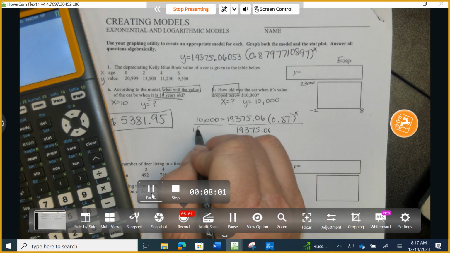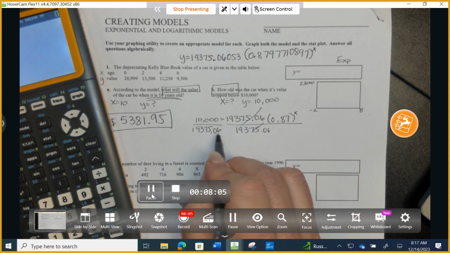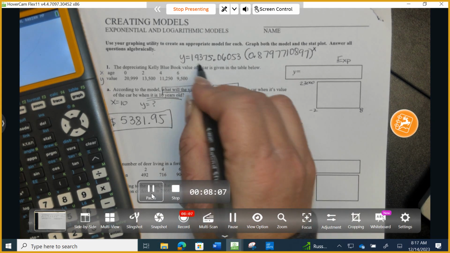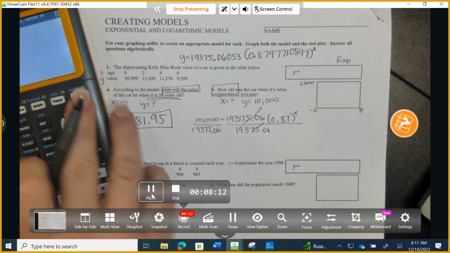Now, when I plug it into my calculator, I want to be very clear that I'm not plugging in this rounded number. I'm plugging in the entire value. This is just for me to not write down all the numbers. It just saves me a little bit of time.